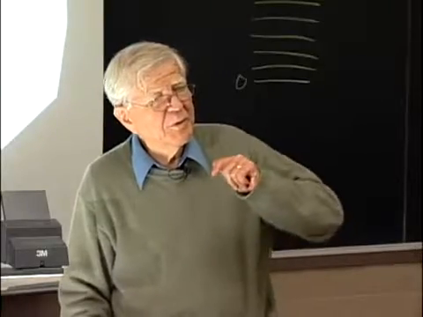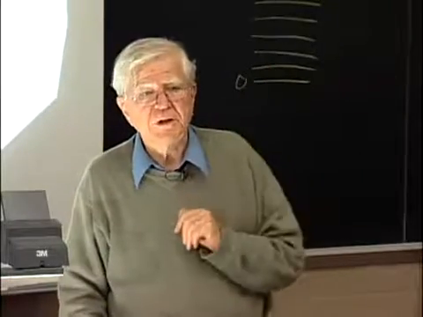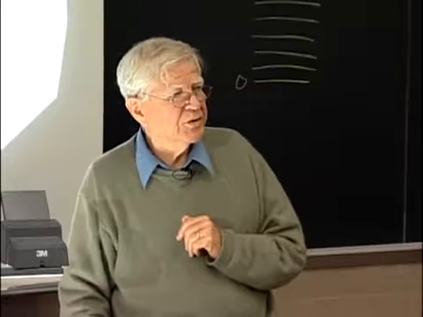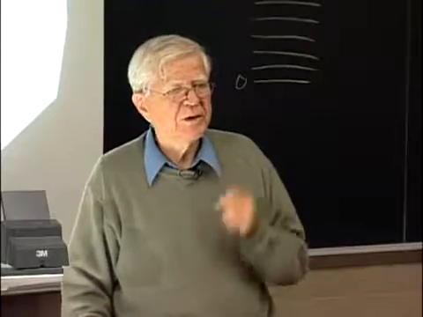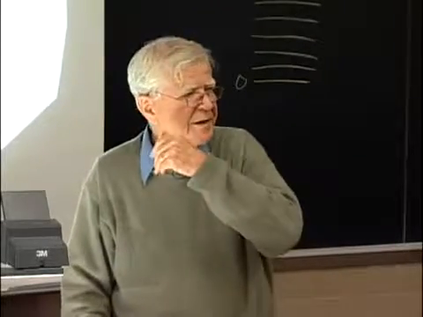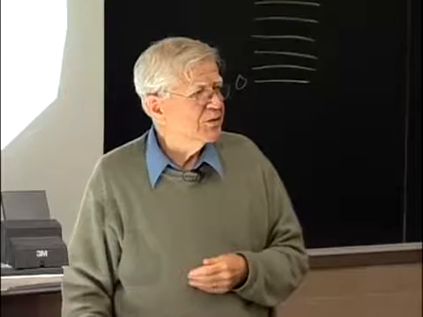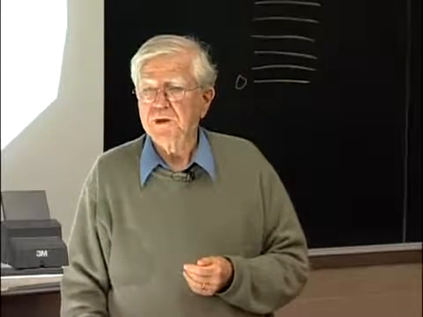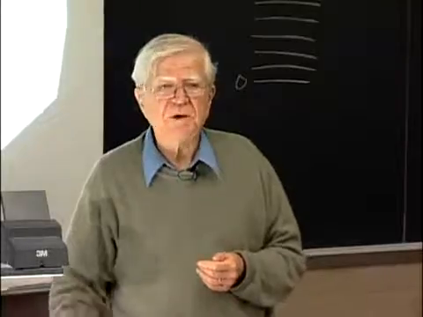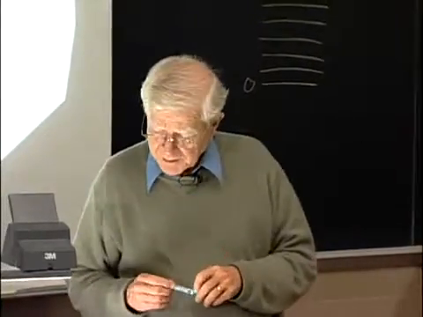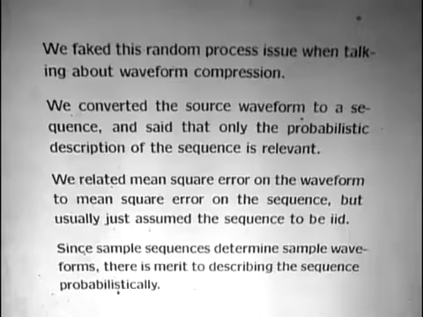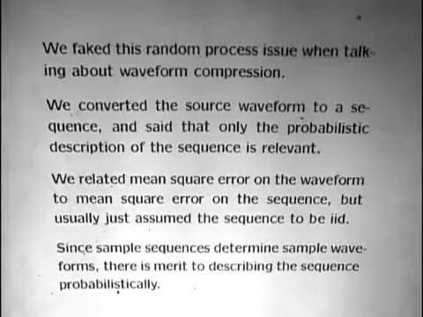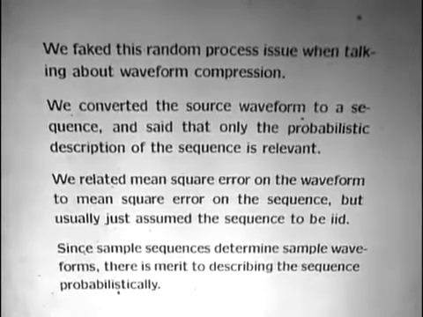And then if you remember, when we went to the problem of going from waveforms to sequences, our pattern was take a waveform, turn it into a sequence, quantize the sequence, then encode the digital sequence. We cheated because we didn't talk at all about random processes there. What we did instead is we simply converted source waveforms to sequences and said that only the probabilistic description of the sequence is relevant.